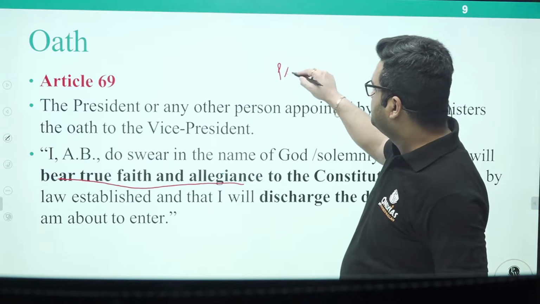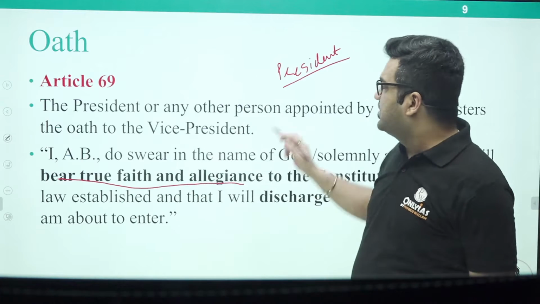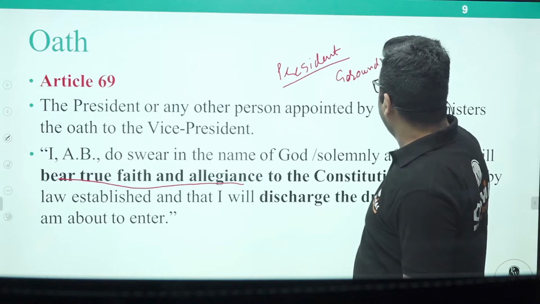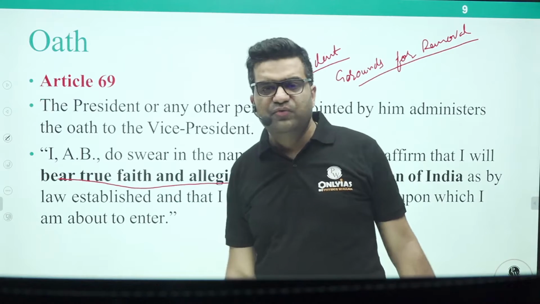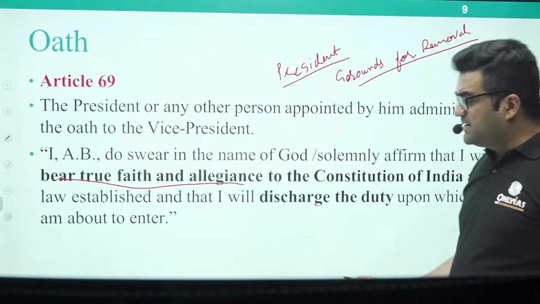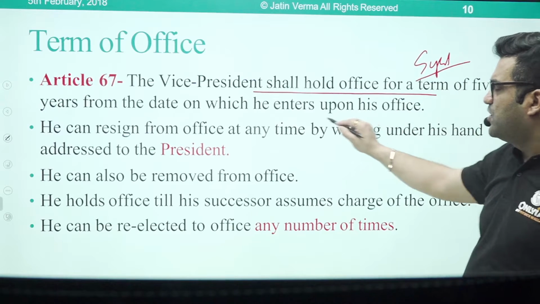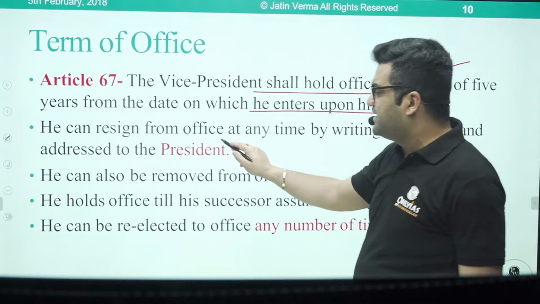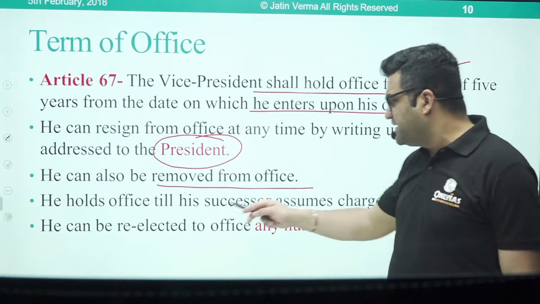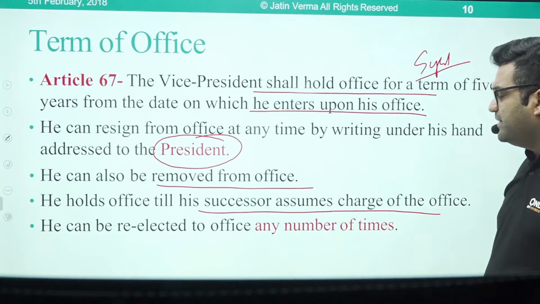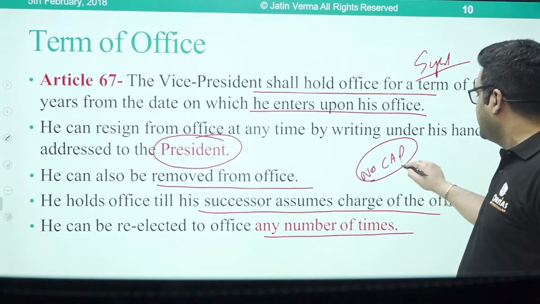Now, please understand here. In the case of the president, the grounds for removal are mentioned in the constitution, but not for the vice president. The vice president shall hold the office for a term of 5 years from the date upon which he enters upon the office. He can resign; he will submit the resignation to the president of India. He can also be removed from the office. He holds the office till his successor assumes charge of the office. He can be re-elected to office any number of times. There is no cap on the re-election. Please bear this in mind.